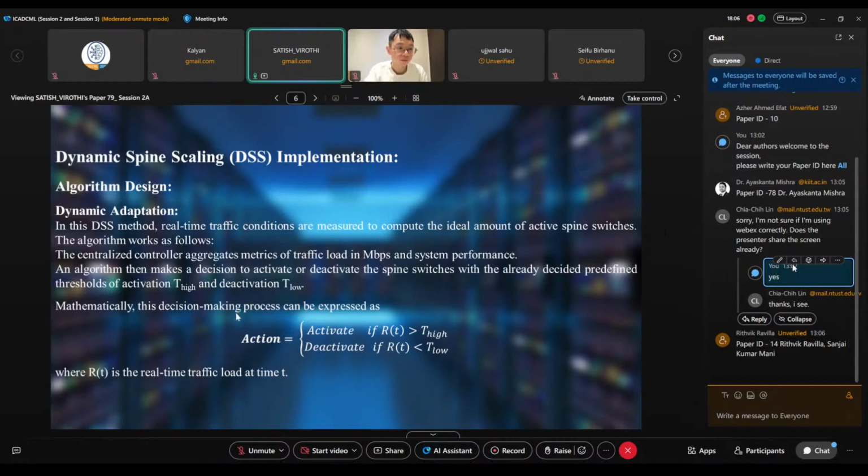And it can be mathematically expressed with this formula, that is, the action equals activate if the threshold we set is greater than the traffic flowing. And then we can deactivate if a low amount of traffic is flowing through the switches.